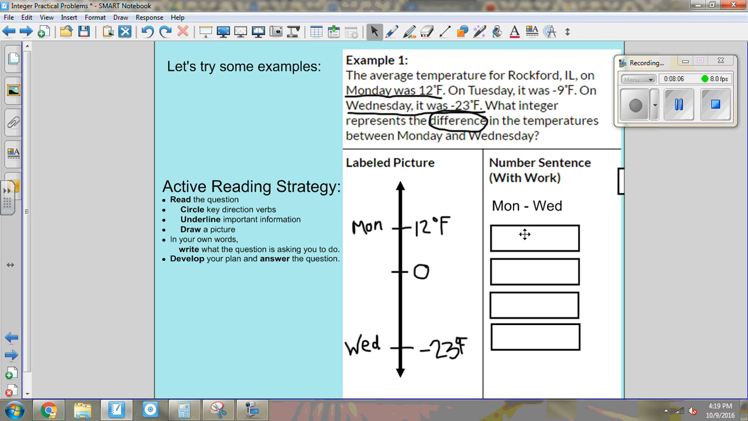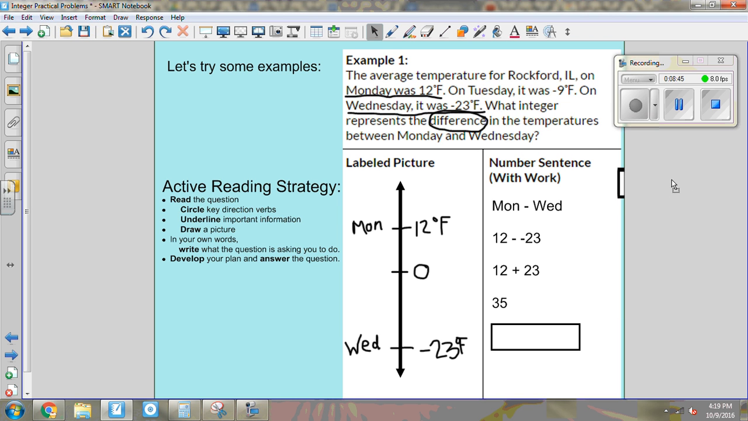As we continue looking at our problem, I have to fill in whatever Monday's temperature was, and then subtract whatever Wednesday's temperature was. So Monday was 12 degrees. Wednesday was negative 23. So I have 12 minus a negative 23. Now that I have my number sentence, I'm just going to be using my rules to solve it. So this is a subtraction problem. Remember, I don't like to subtract, so I'm going to change it to an addition problem using same plus opposite, our subtraction rule. So my 12 is going to stay exactly the same. I'm going to be adding the opposite of negative 23, which is a positive 23. As I add those two together, I get the integer 35.